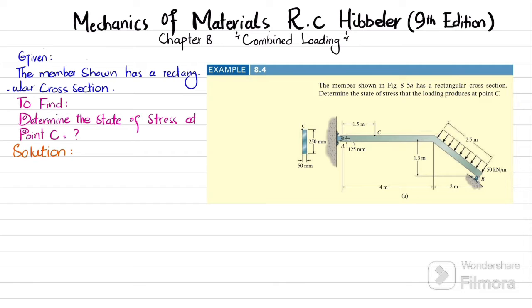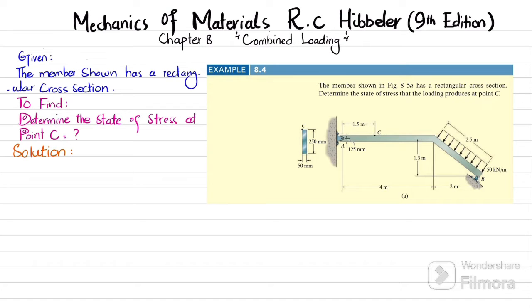You can see this is the member that has a pin support at point A and a roller support at point B, and there is a distributed load with magnitude 50 kilonewton per meter over a length of 2.5 meter. The cross section is also shown. This is a 50 by 250 millimeter rectangular cross section. You have to determine the state of stress at point C due to this loading. So let's start with the solution.